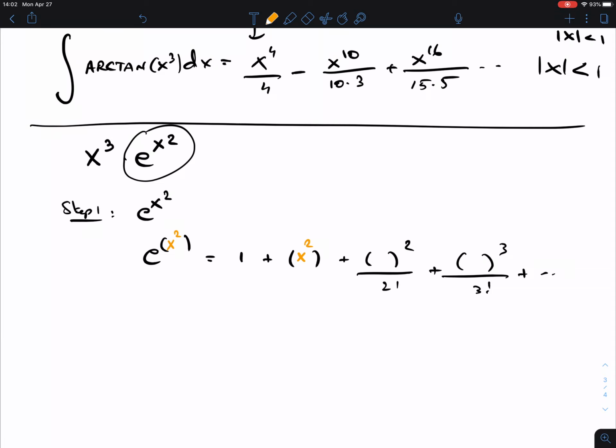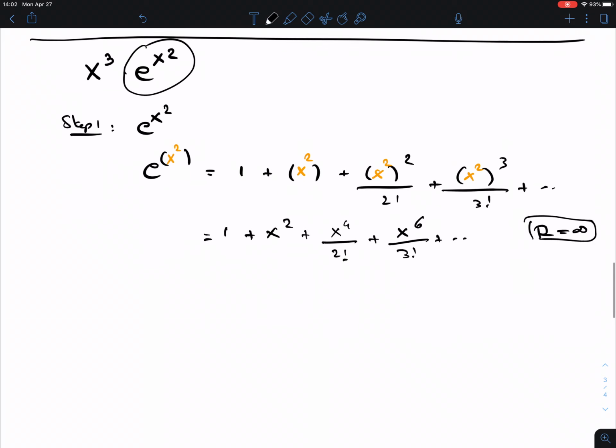I plug in x squared here, and what do I get? 1 plus x squared plus x to the 4th over 2 factorial plus x to the 6th over 3 factorial plus dot dot dot. Now, what is the range of convergence? We discussed this. For these, it's always infinity. That's step one. We now have a series for e to the x squared.